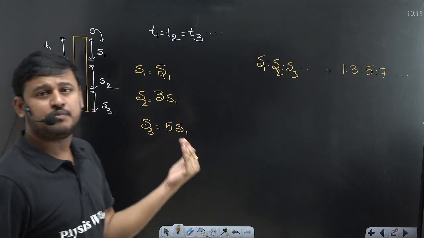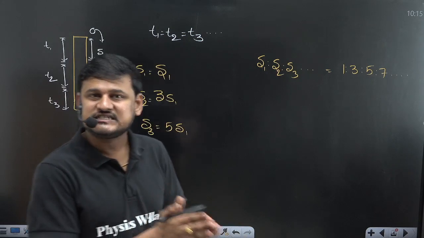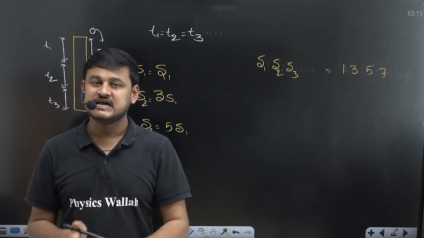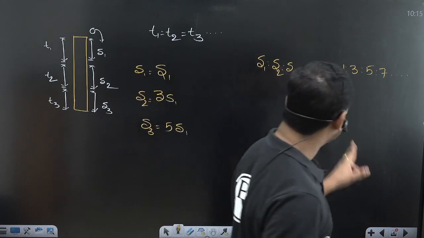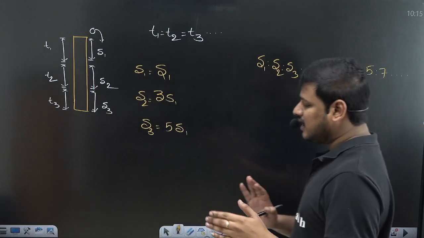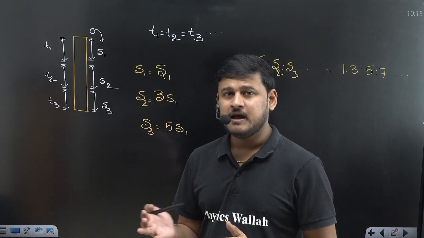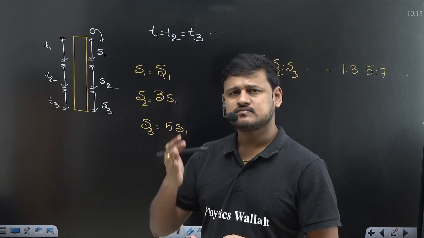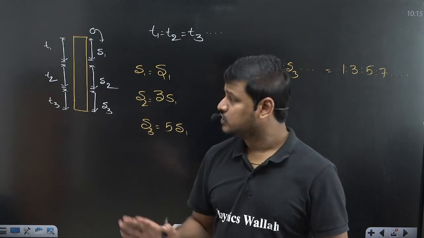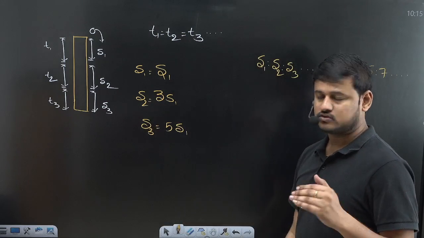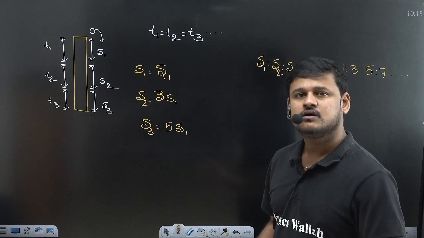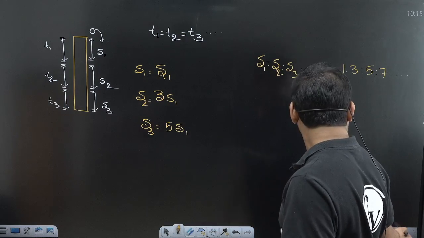So what is the importance of this, sir? In the last class we solved some questions, right? I solved 2 questions based on this concept. Now I followed the complete procedure there, but you can simply do it through this trick. Okay, so what's this trick?